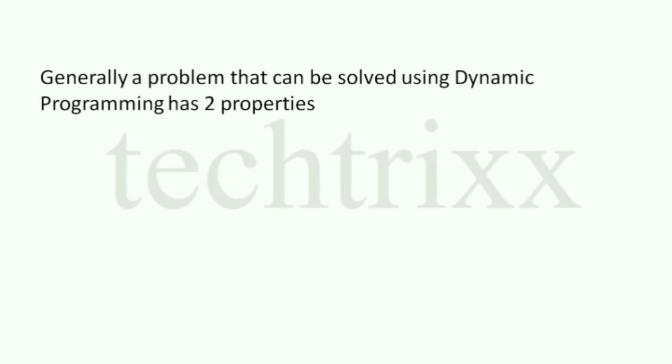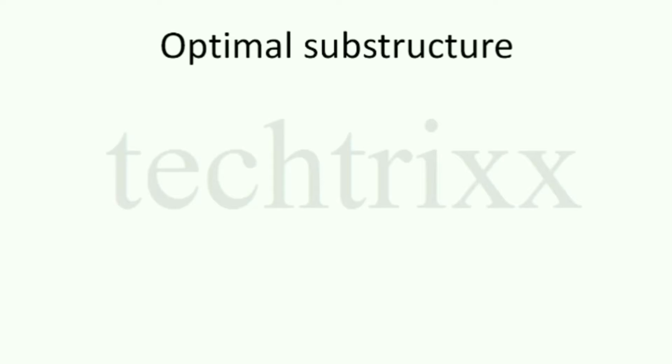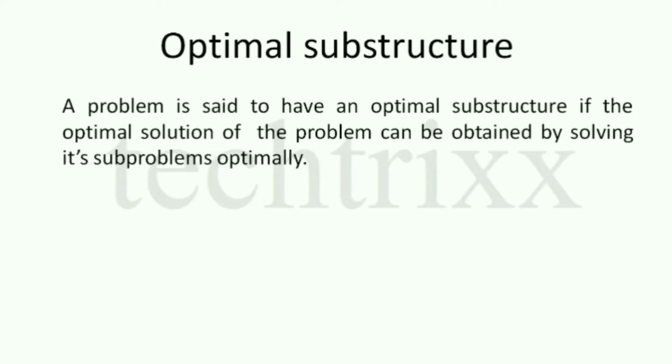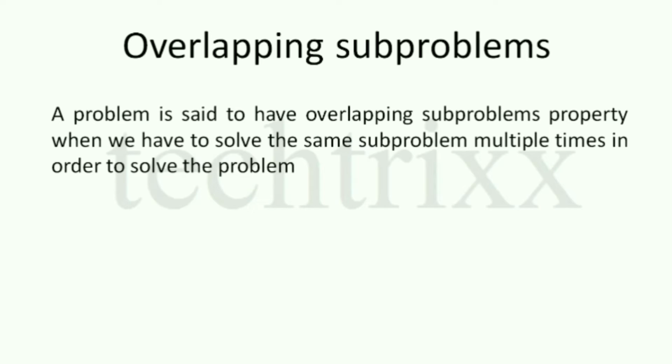Now, what are the problem types that can be solved using dynamic programming? Generally, a problem that can be solved using dynamic programming should have two properties. Number one, optimal substructure, and number two, overlapping subproblems. So what is optimal substructure? A problem is said to have an optimal substructure property if the optimal solution of the problem can be obtained by solving its subproblems optimally. What are overlapping subproblems? A problem is said to have the overlapping subproblems property when we have to solve the same subproblems again and again to solve the problem.